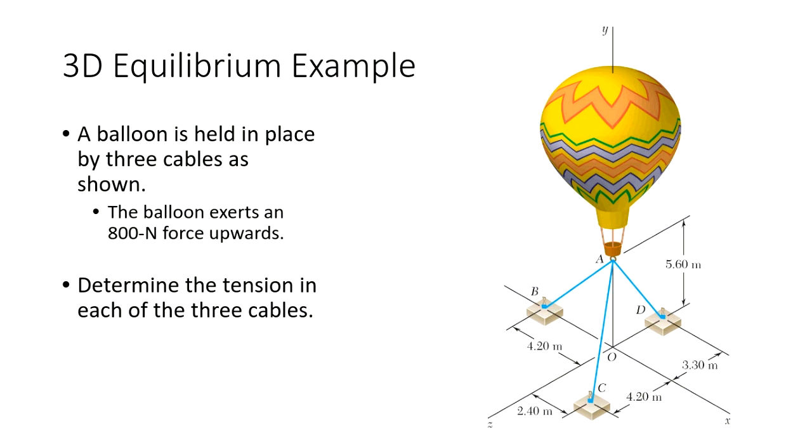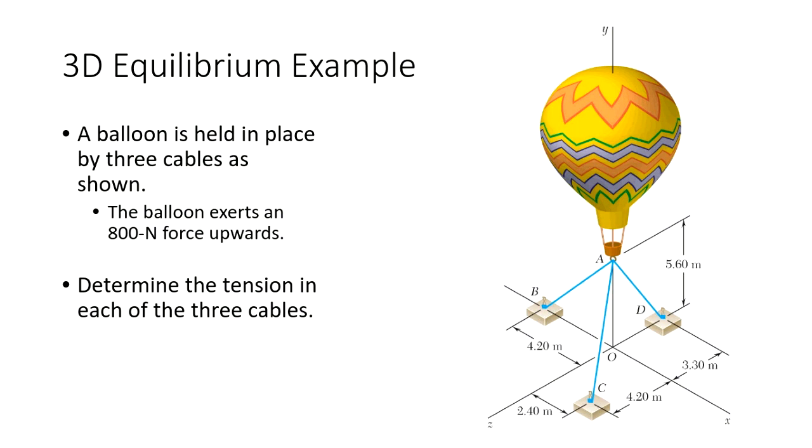Okay. Now, whenever you're dealing with a 3-dimensional equilibrium problem, you should have 3 unknowns. And so that's pretty clear just from looking at the problem. We have a balloon that's floating upwards, and so it's being tethered to the ground by 3 cables. The balloon is exerting an 800 Newton force upwards. And so what we're going to do is determine the tension in each of those 3 cables. So there's the 3 unknowns, and we have 3 equations of equilibrium. And so that'll be the giveaway that what you're doing is the right way to go.